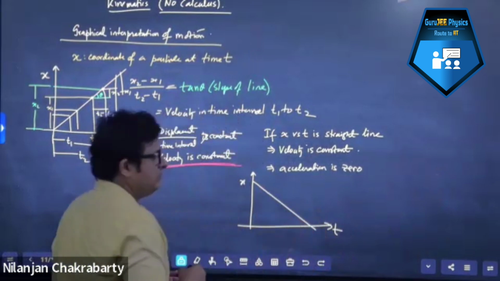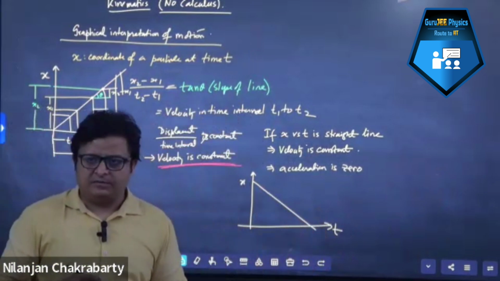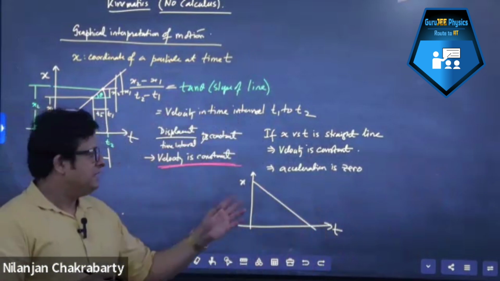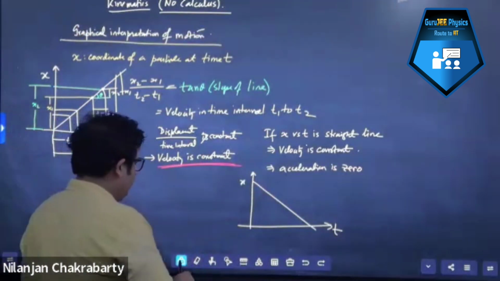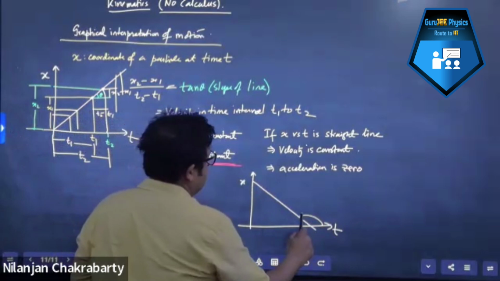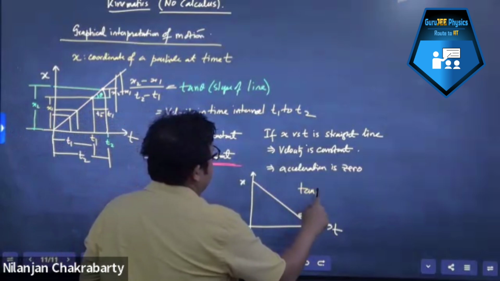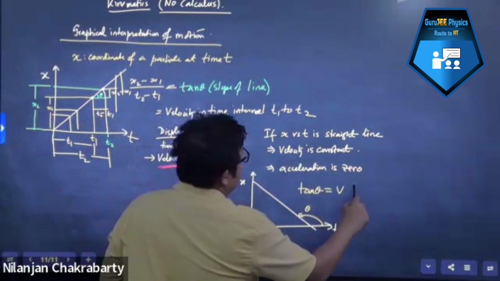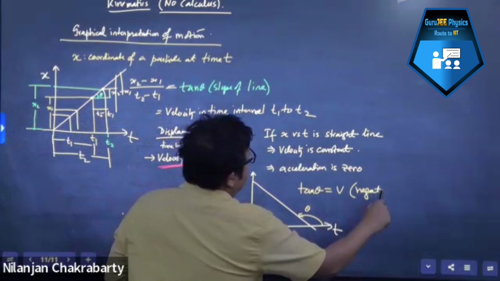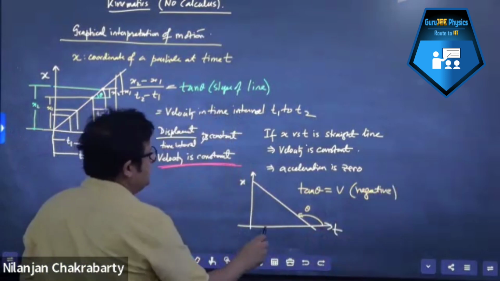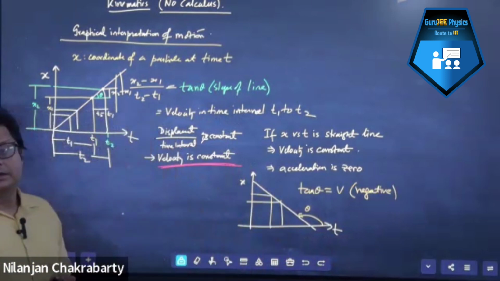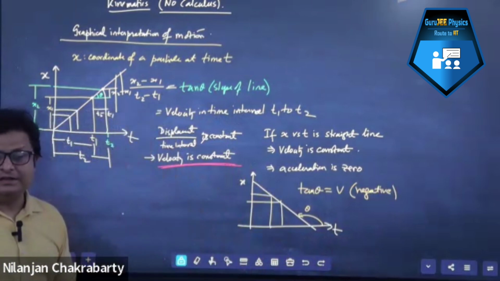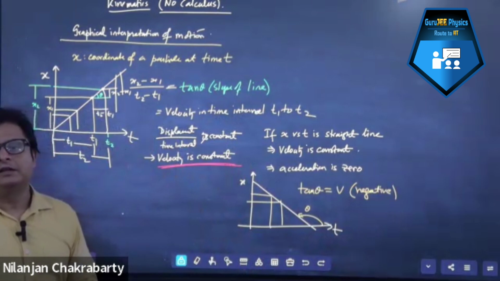What does this graph prove? This is also a straight line. What is the slope, you know? The slope is tan of this theta. So tan theta is velocity, that is negative. What is the meaning of negative? See, as much as time is going ahead, x is decreasing, so velocity is constant, and the particle is moving along the negative direction of x.